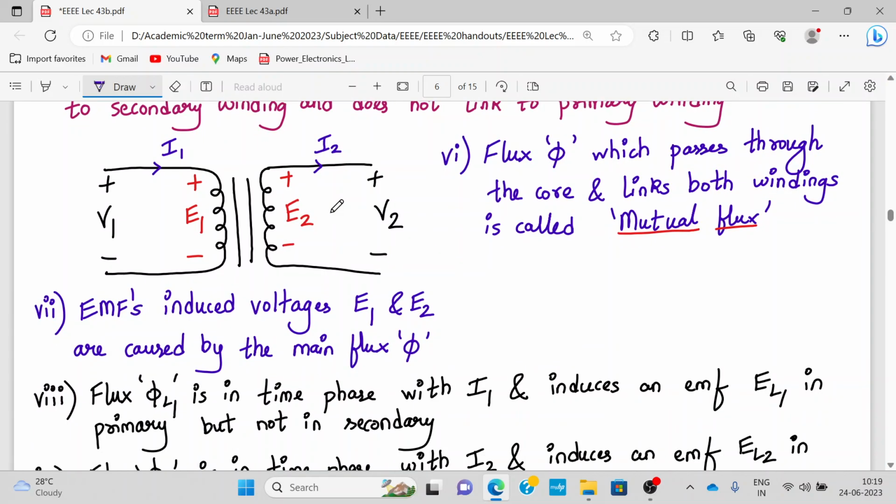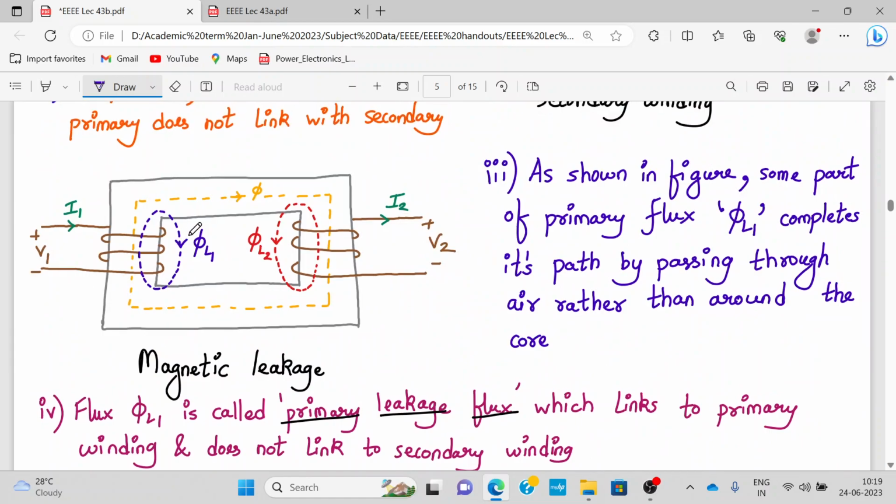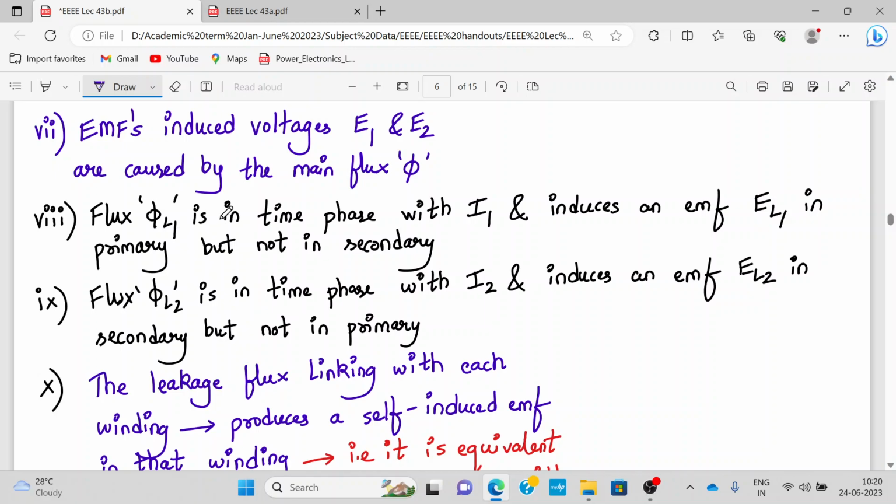The induced voltages E1 and E2 are caused by the main flux. Remember that. Flux phi L1 is in time phase with I1 and induces an EMF EL1 in the primary but not in the secondary. Phi L2 will induce an EMF EL2 in the secondary winding. Flux phi L2 is in time phase with I2 and induces an EMF EL2 in the secondary but not in the primary.